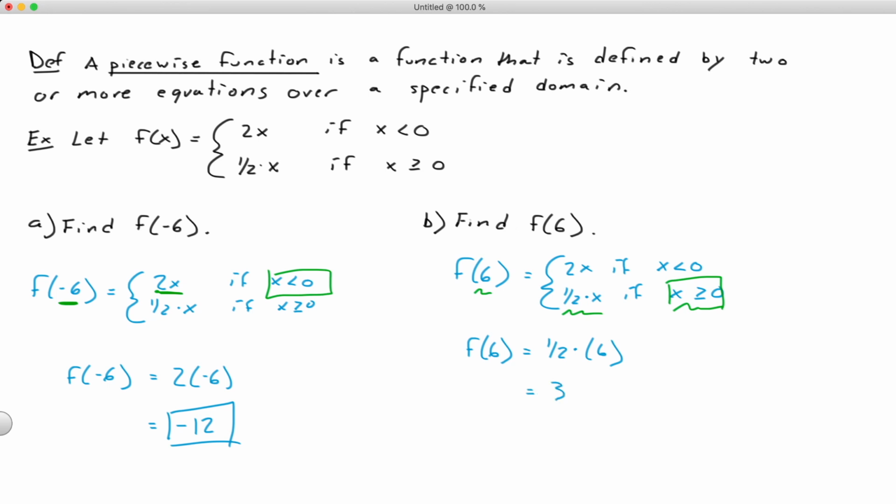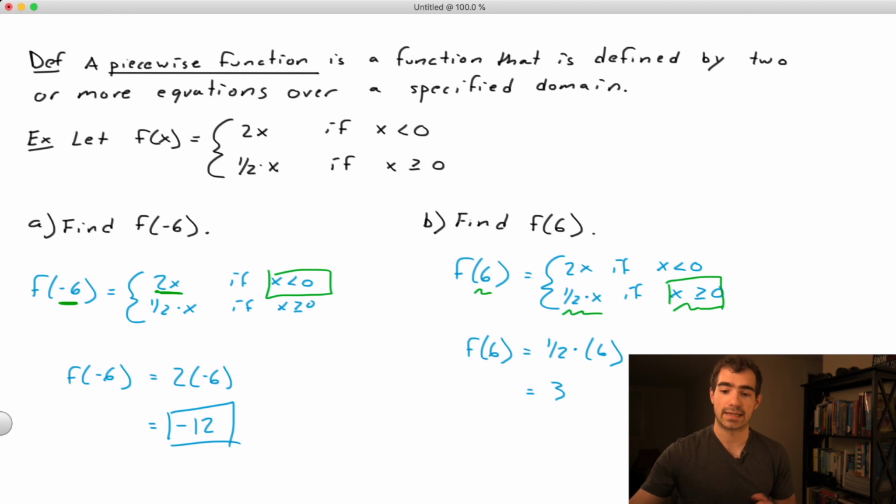And so when we plug in the negative value, we're using that top piece because that's less than 0. And when we plug in the positive value, we're using the bottom piece because that is greater than or equal to 0. When we input the value of 6, we get the output of 3. And so evaluating these functions basically comes down to identifying what piece of the domain your input falls into, and then using the corresponding equation to do the computation to get the output from there.